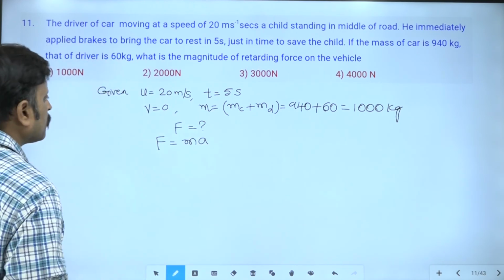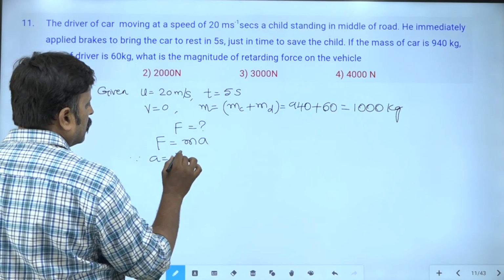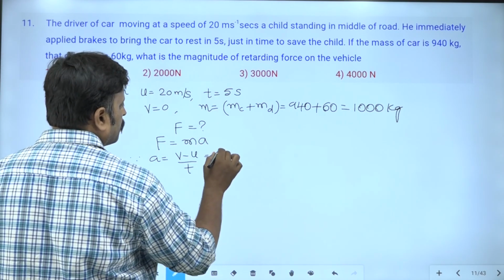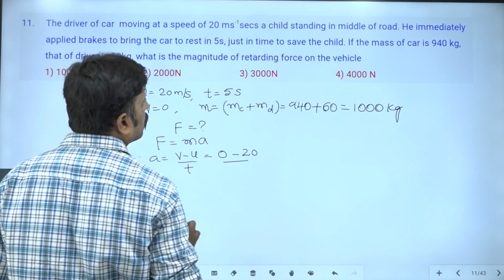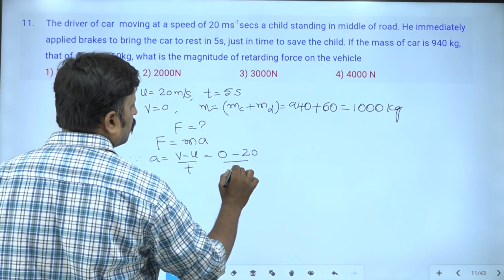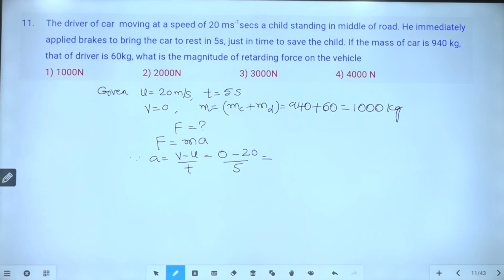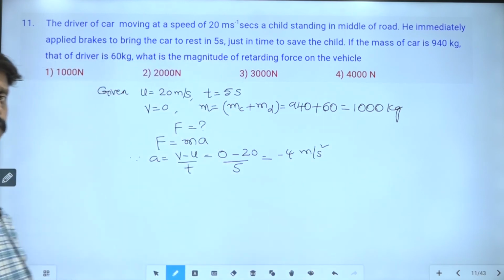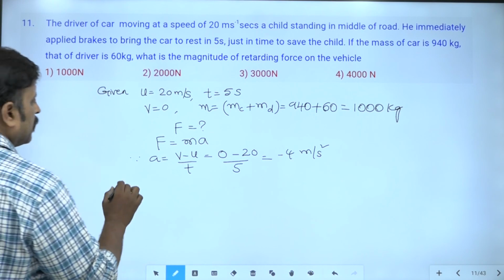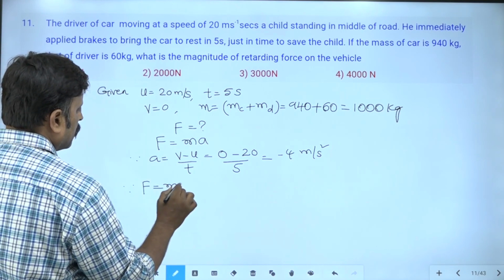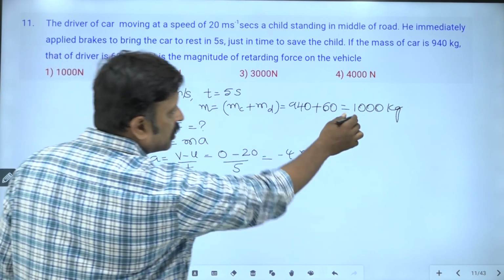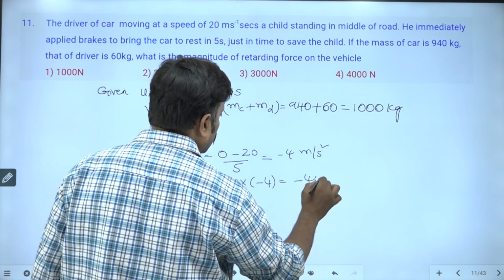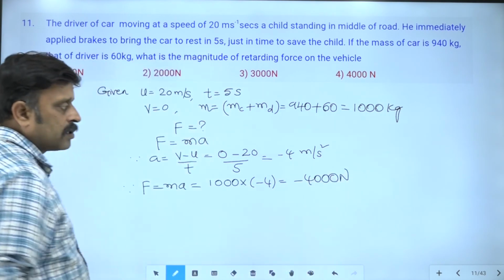So a is equal to (v minus u) by t. v is 0, minus initial velocity 20, time is 5 seconds. So what is the acceleration now? Acceleration is minus 4 meters per second square. Then apply the formula F is equal to ma. So mass is how much we got? 1000 into minus 4, that is minus 4000 newtons.